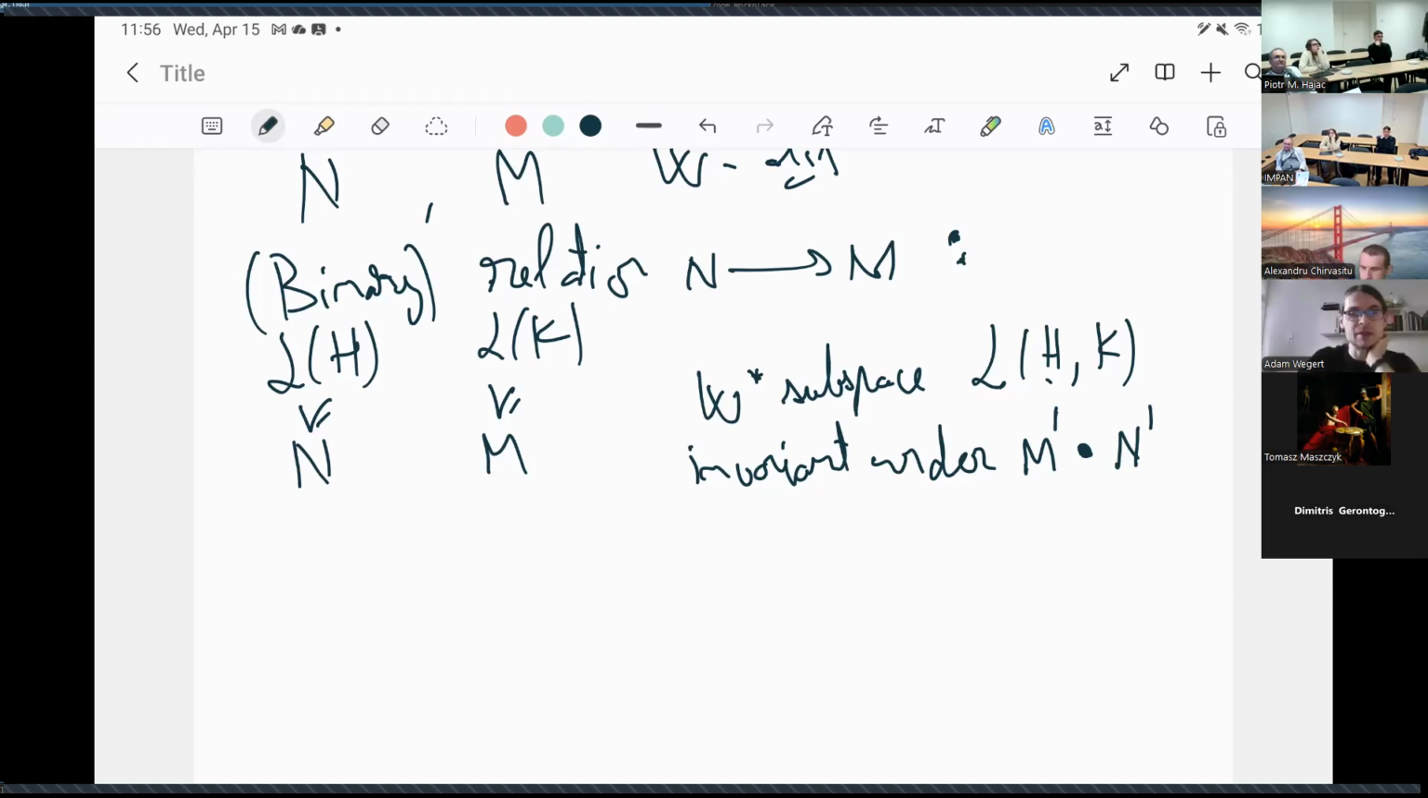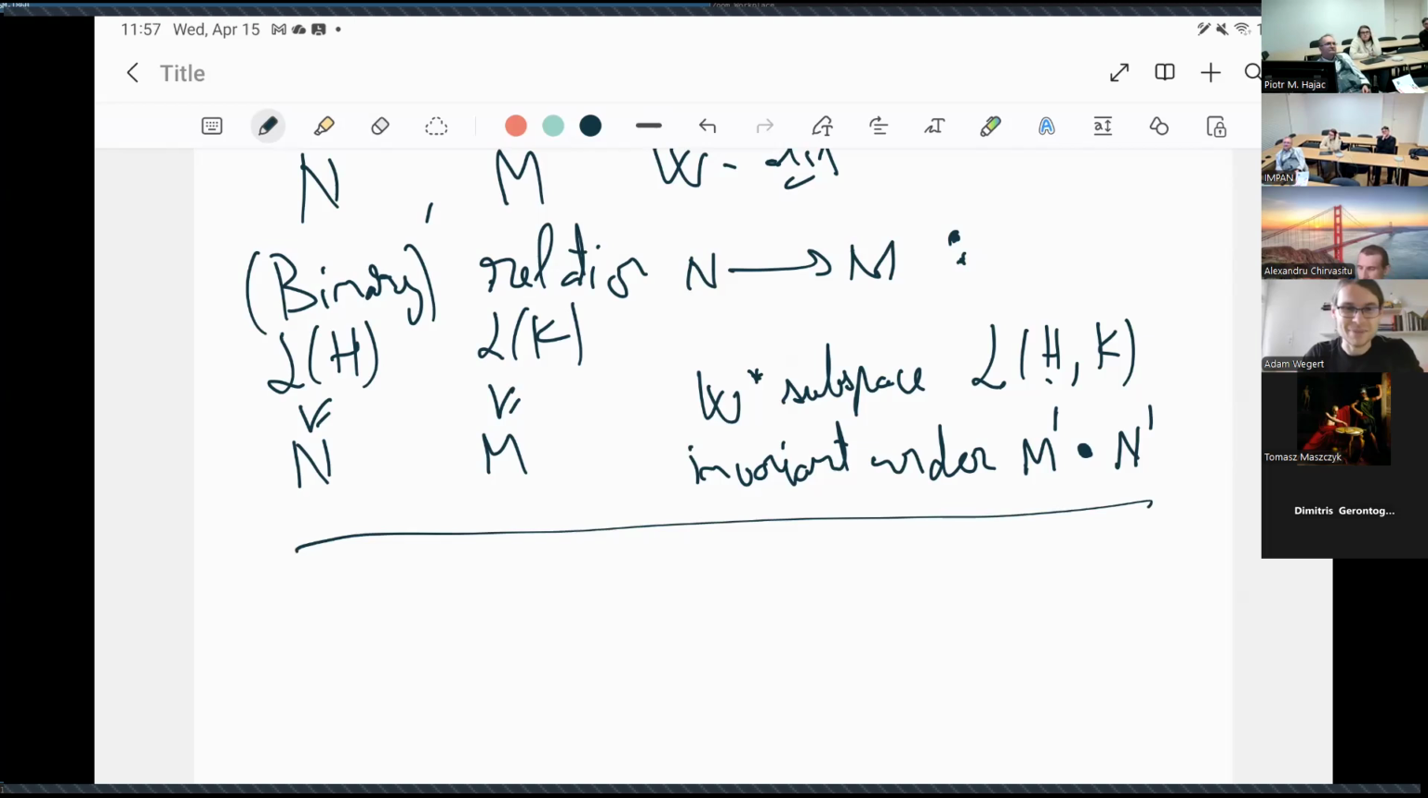Okay, but is this direction right, or shouldn't it be the other way around? If you take something which acts from H to K, you would like to multiply it on the left by something which goes from K to K, yes? Yes. M is embedded in L of K. Okay, it's all fine. I specifically took a minute to think about that.